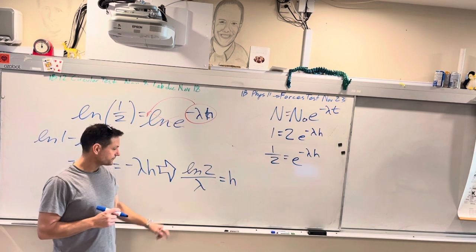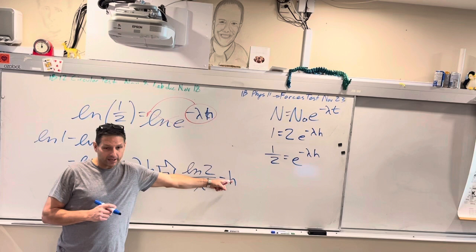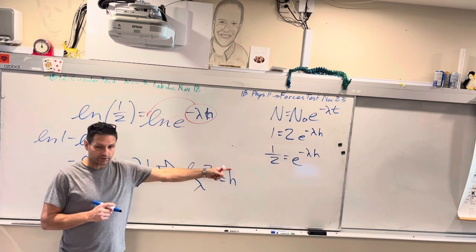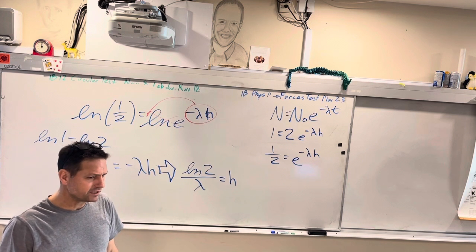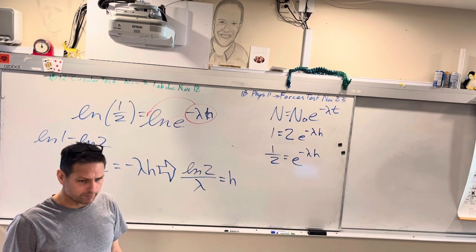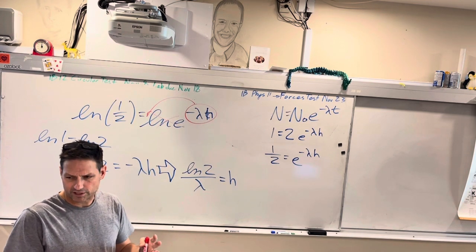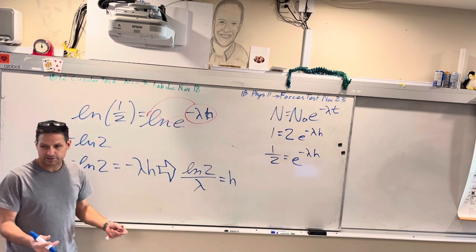0.693? Good. If you know the half-life, then you can find the lambda. What is lambda again? It's the decay constant, which means the probability that any nucleus is going to decay in a set amount of time.